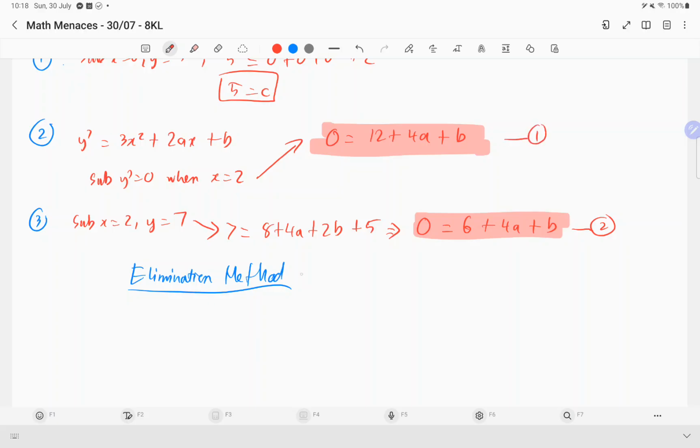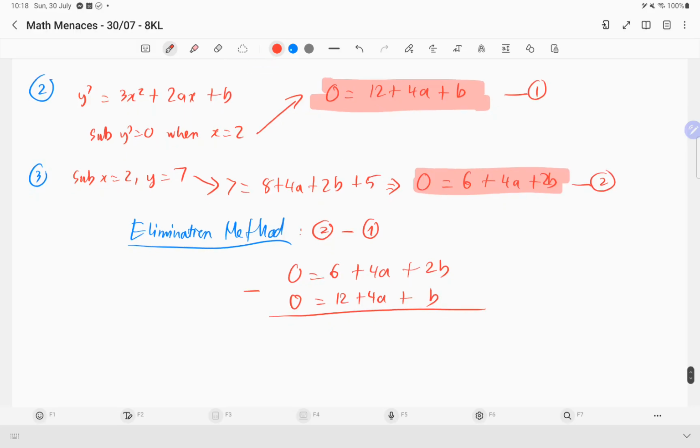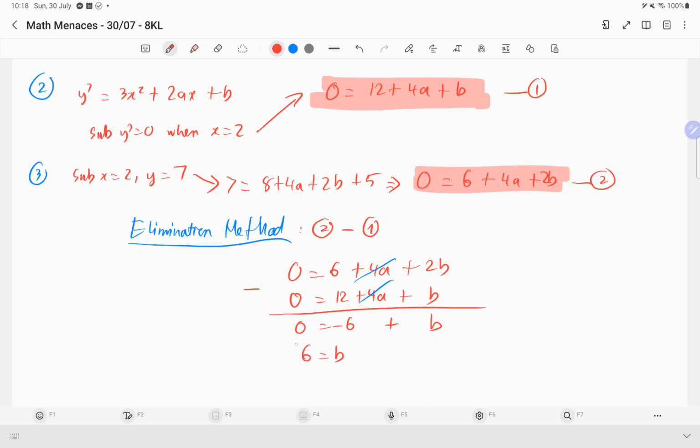So the elimination method is you take equation 2, subtract equation 1. Okay, and I'll write it as equation 2, so that's 0 equals to 6 plus 4a plus b, subtract equation 1, which is 0 equals to 12 plus 4a, I think this one should be 2b plus b. And then when you subtract them, what is eliminated? Charlie, what's eliminated? 4a. 4a, correct. 4a will be eliminated, right? When you subtract, it's gone. And then 2b minus b, which is 1b, equals to negative 6. And 0 equals to negative 6 plus 1b. So then 6 is equals to b.